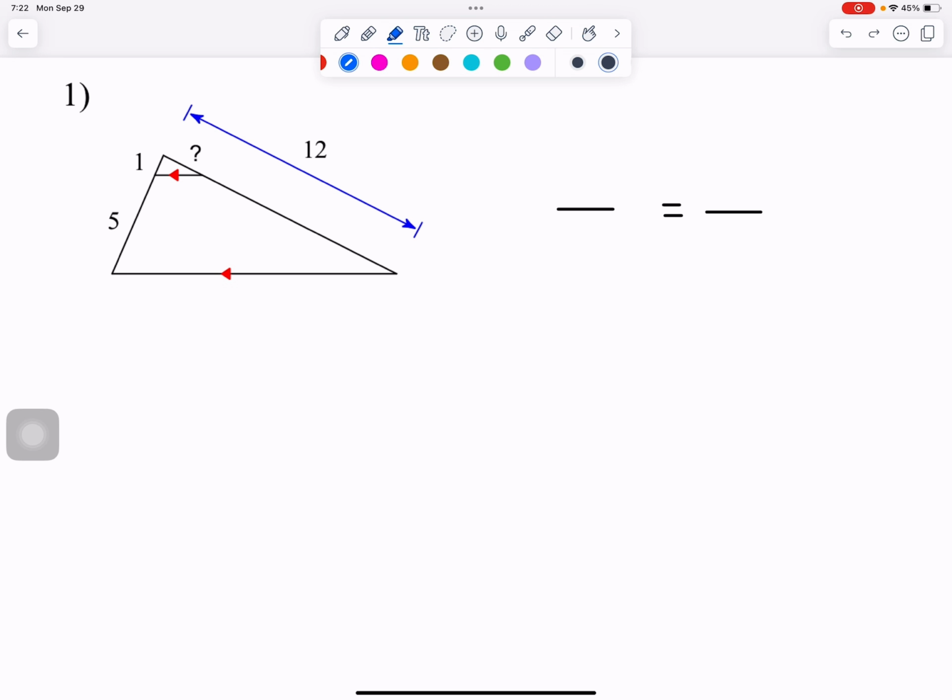And here we go. Day 2 of Triangle Proportionality Theorem took place on 9/26/25.